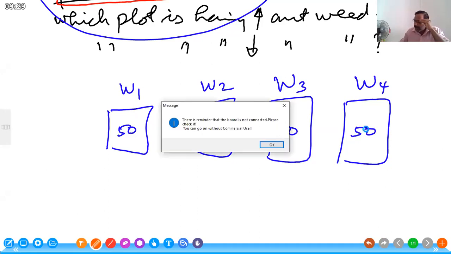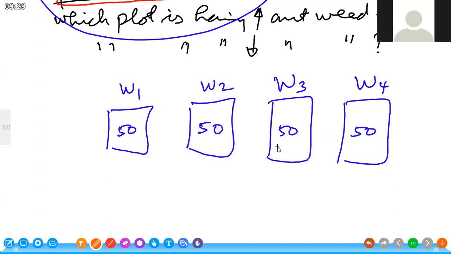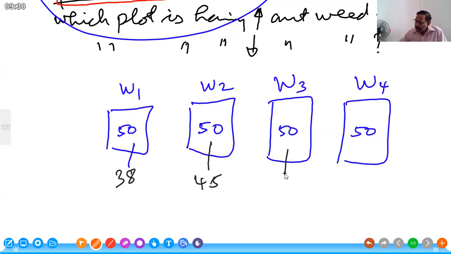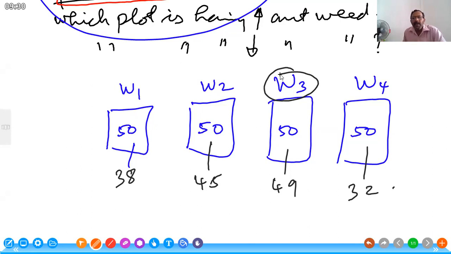Now you see, what about this? If I do an experiment like this, what do you think? Is it good? Yes. This is a real equal chance for everybody to show which weedicide is better, because I'm giving 50 weeds for all the weedicides. Maybe this weedicide kills only 38 out of 50. This may kill 45. This may kill 49. This may kill 32. So we can say visually weedicide 3 is better because it is relatively killing more weeds, right? Having the same opportunity, now we can compare.